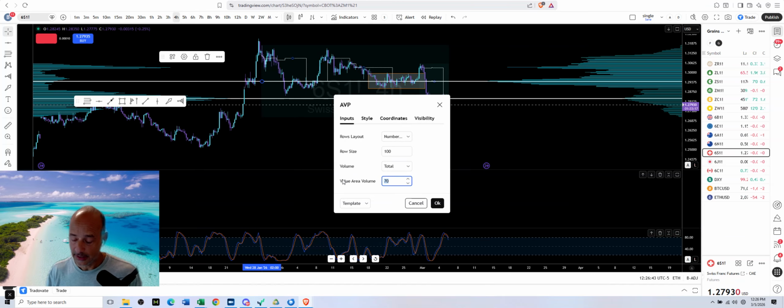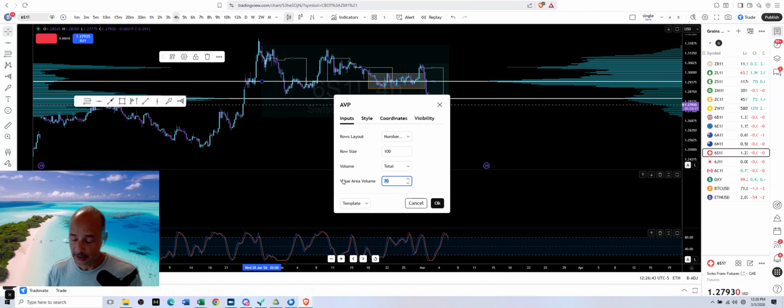I can clearly see where there's lower volume at different nodes here, and obviously always at the extreme areas, at the very edges of these profiles, there's going to be low volume. Okay, because it's outside of the area that you've drawn. So to me, it doesn't matter. Those are some of my custom settings. I leave it on total. I change the row size to 100, which just gives more detail. And I leave the value area volume at 100.